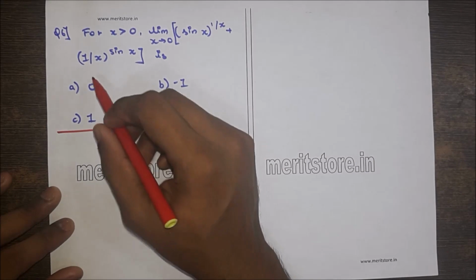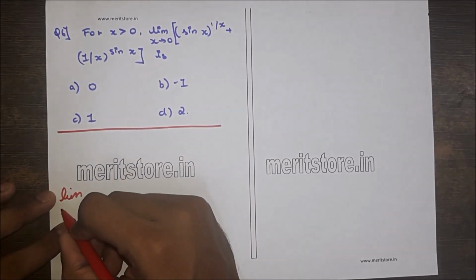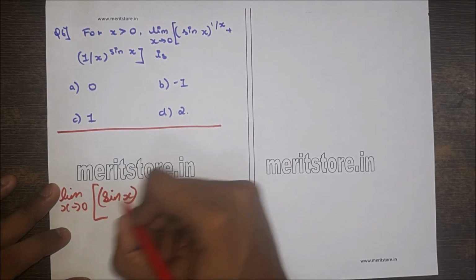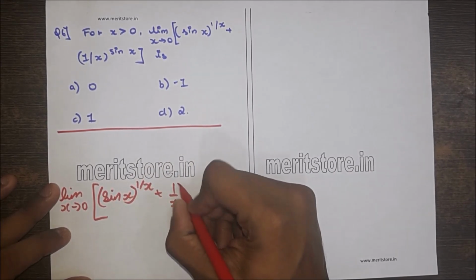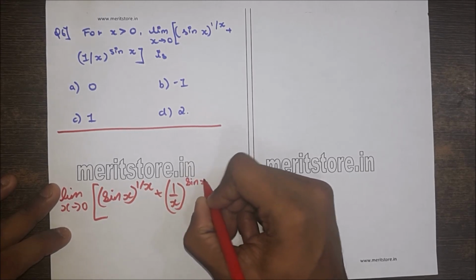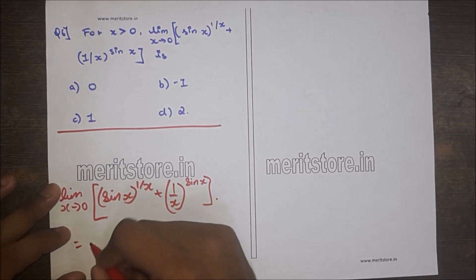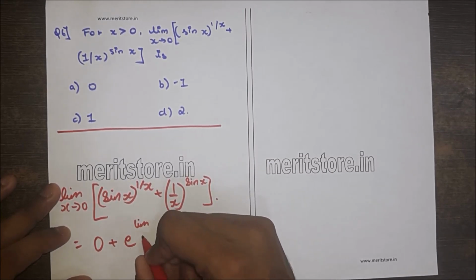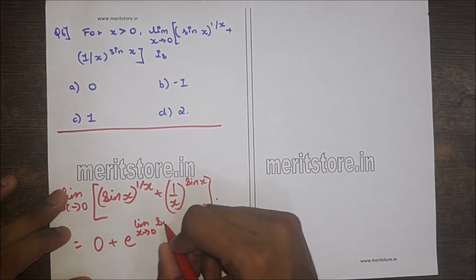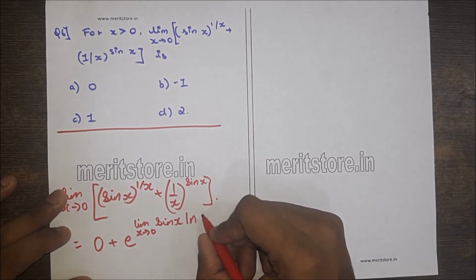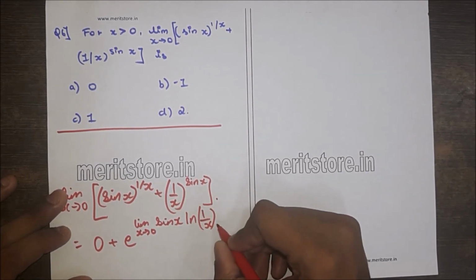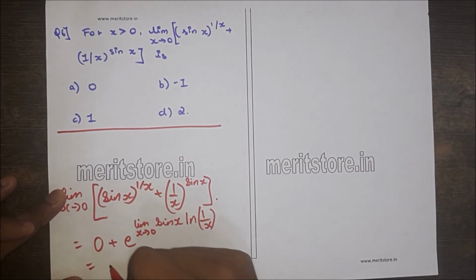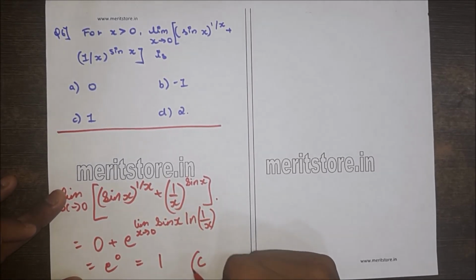Applying the limits of x tends to 0, sin x raised to 1 by x plus 1 by x raised to sin x. Applying the limits, we get 0 plus e raised to limit of x tends to 0 sin x log of 1 by x, and this log is natural log. Now since x tends to 0, we get e raised to 0, which is 1. Option C.